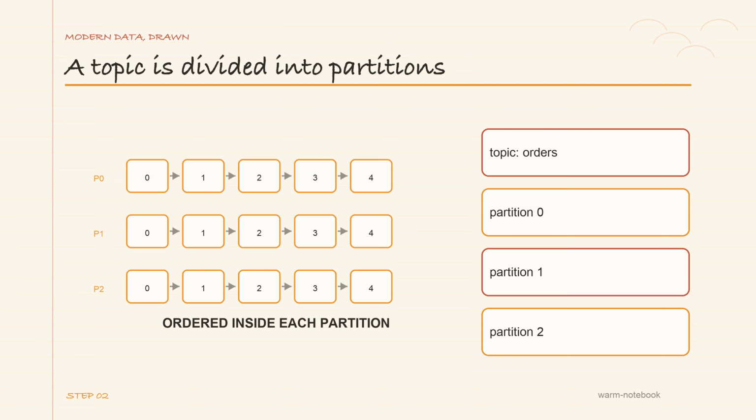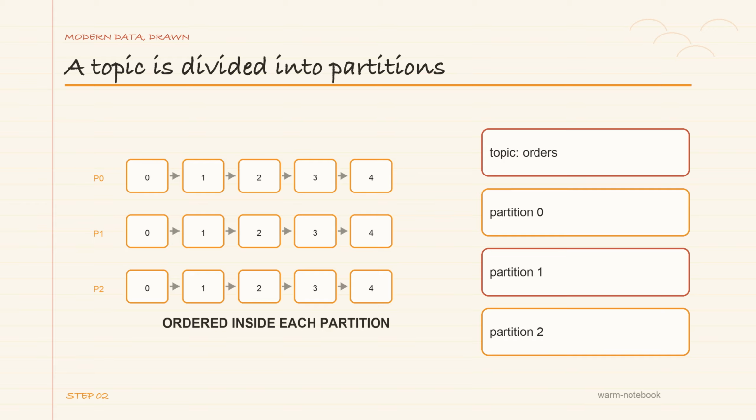With the previous step in place, the next piece becomes easier to see. A Kafka topic can contain several partitions. Each partition is its own append-only log. New records are added to the end and receive a position called an offset.